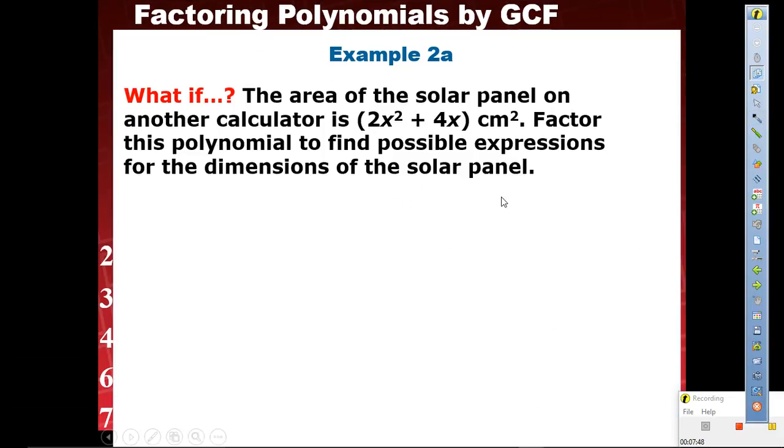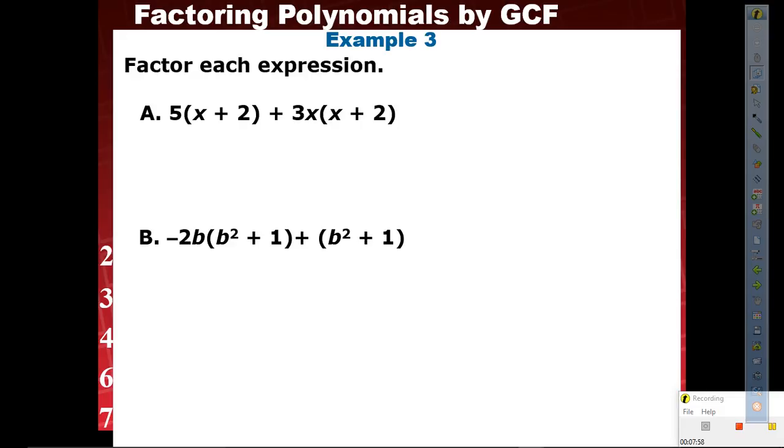All right, so we're done with these simple ones. Let's go to some funner ones. Copy this one, please. Example 3A and 3B. It says, factor each expression. For A, the expression is 5 times x plus 2 plus 3x times x plus 2. B, we have negative 2b times b squared plus 1 plus b squared plus 1. Just copy it. I'm going to go over these two really quick, and then you can finish copying in a little bit.